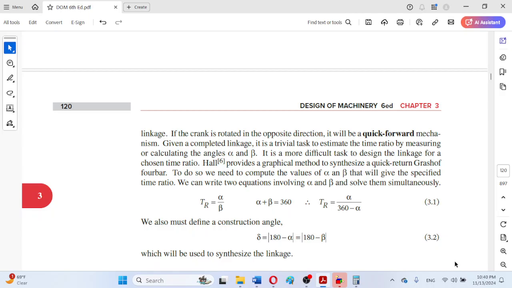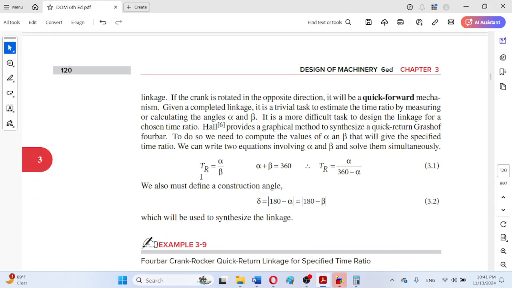So if in the quick stroke it is performing some useful work, it will be called quick forward stroke and slow return stroke. So these terms can be used. So it states that given a complete linkage, it is a trivial task to estimate the time ratio by measuring or calculating angles alpha and beta. So this is the time ratio alpha by beta, and as we can observe, alpha plus beta, their sum is 360 degrees. So if we know the angle alpha, then beta will be equal to 360 minus alpha.